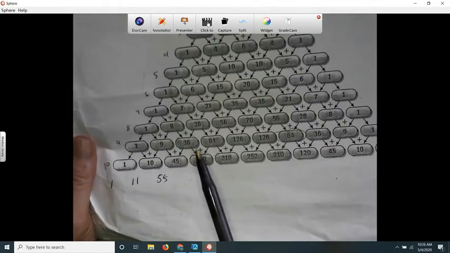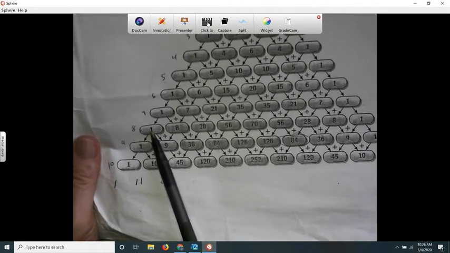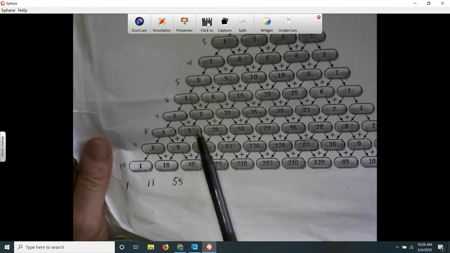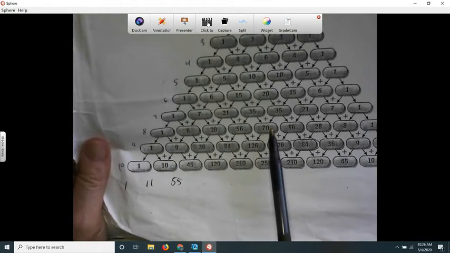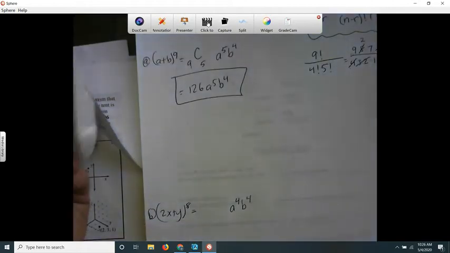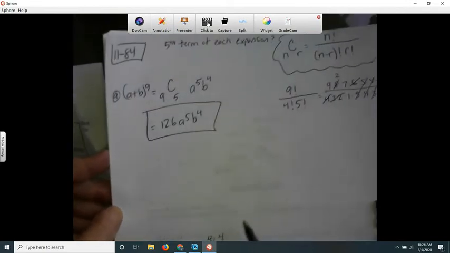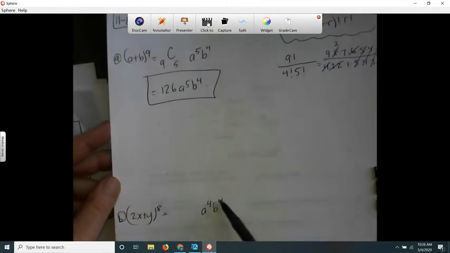So I know that my A's are going to go A to the 8th, A to the 7th, A to the 6th, A to the 5th, A to the 4th. And that means my B's must also be to the 4th. I can check that: B to the 0, B to the 1, B to the 2, B to the 3, B to the 4th. That's true. Okay, and that tells me I've got a total of n things: 8 things altogether, 4 A's and 4 B's.